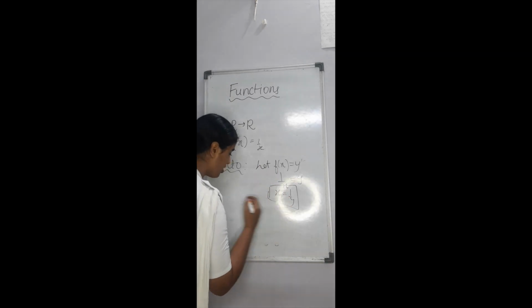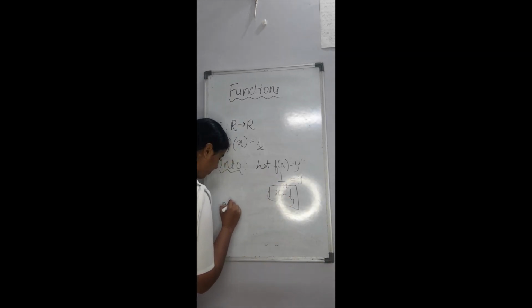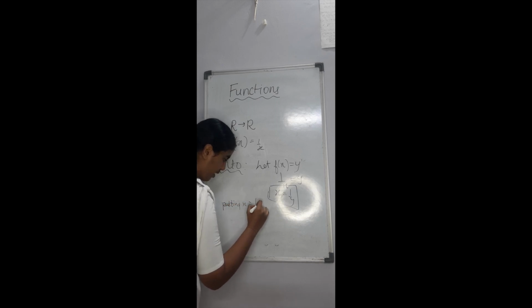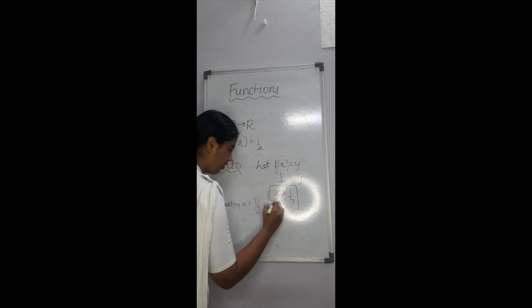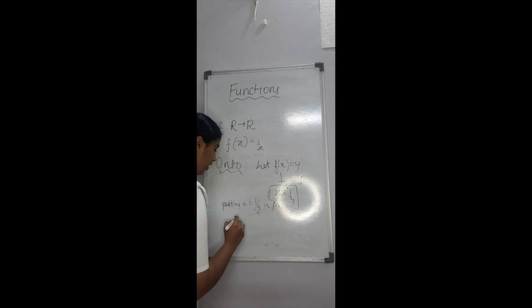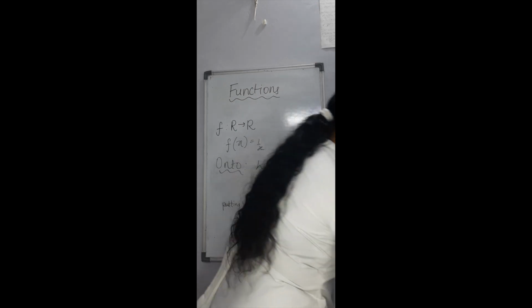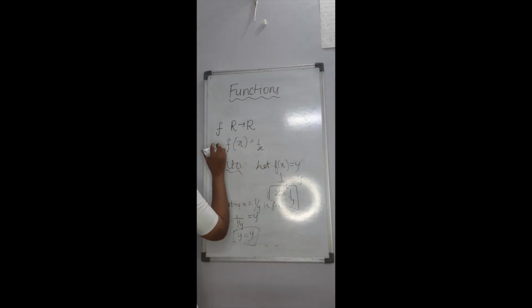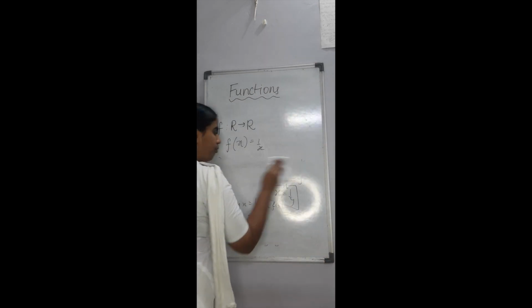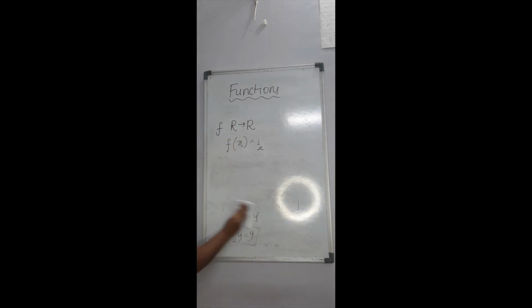So putting x equals 1/y in f(x), we get 1/(1/y) is equal to y, and we get y is equal to y, which proves the surjectivity of our function. So that is how our function is a surjective function. Now we have proved both injectivity and surjectivity of our function.